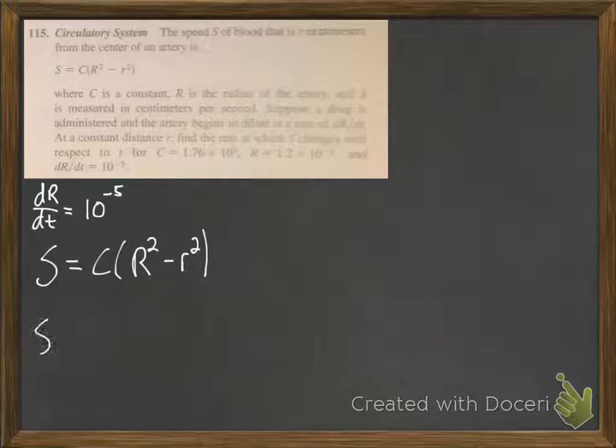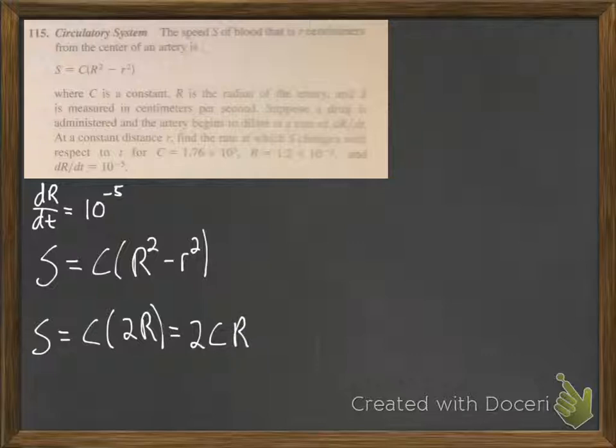So c is a constant, so the derivative distributes over that sum. Derivative of R squared would be 2R, and in this case little r squared is a constant. You're staying in the same place in the artery, so that's minus 0. So dS/dR is 2cR. c is a constant.